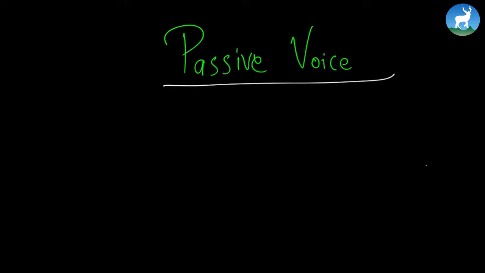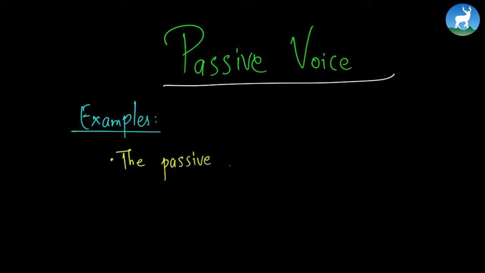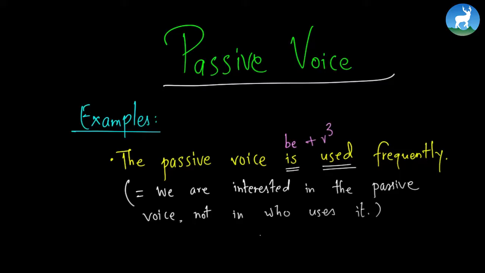So, let me demonstrate that by giving you some examples. The passive voice is used frequently. So in this sentence, we are interested in the passive voice, not who uses it. The sentence is the passive voice is used frequently. We don't care who uses the passive voice. We care that the passive voice is used frequently.